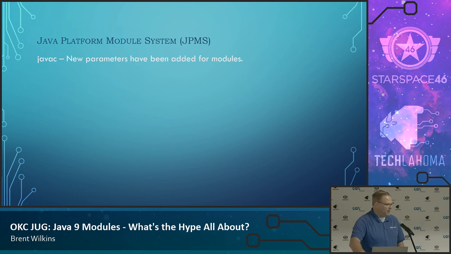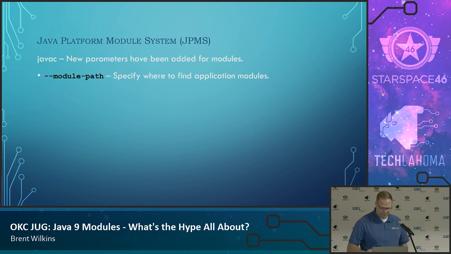So some of the command line features or parameters have changed. There are some new parameters that have been added to the javac, the Java compile command. One is module path, where you can list the path where the modules are at. Now this is not the JDK 9 modules. Those are on the path automatically.